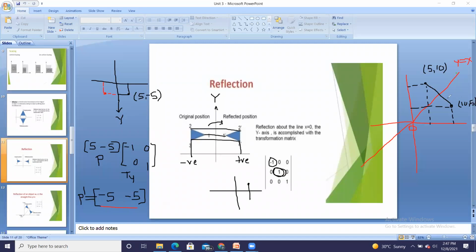After reflection, x becomes y and y becomes x. So this is the resultant of the reflection about y equal to x. So as you know, x becomes y and y becomes x. Can you tell me the T matrix for it then?